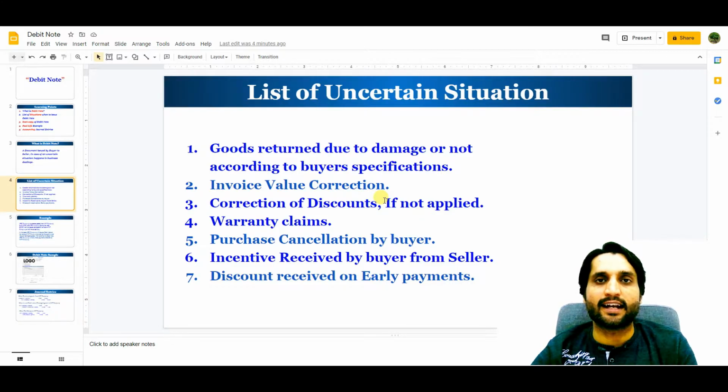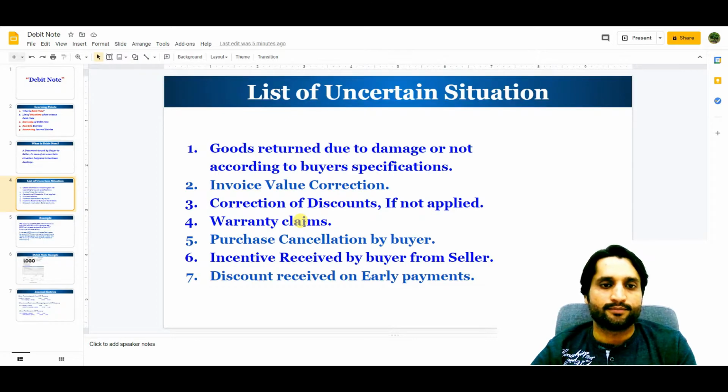The next is invoice value correction. Sometimes the seller sends an invoice with the wrong value. The buyer issues a debit note saying this amount of value is overstated in your invoice, so please correct it with this debit note. Next, correction of discounts if not applied. There was a purchase order issued by us with a discount mentioned on it, but the seller didn't mention that discount. So we need to issue a debit note to the seller: please correct this.